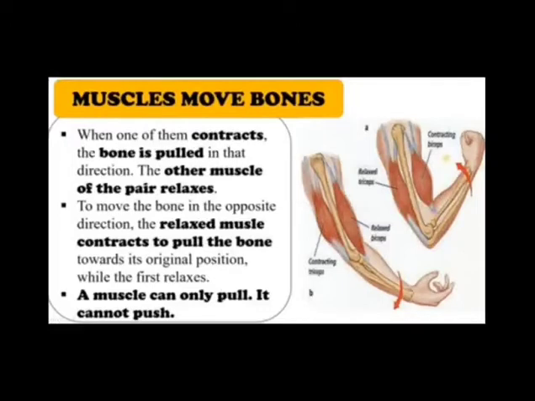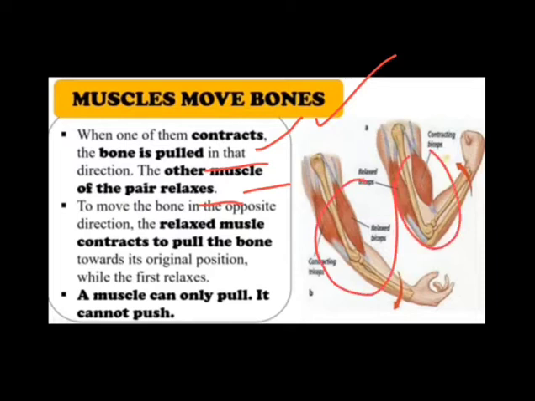So now we all know that the muscle moves bones. When one of them contracts, the bone is pulled in that direction. The other muscle of the pair relaxes. You can see in this diagram also, these are the muscles. And when one of them contracts, the bone is pulled in that direction and the other muscle of the pair relaxes. So to move the bone in the opposite direction, the relaxed muscle contracts to pull the bone towards its original position when the first relaxes.